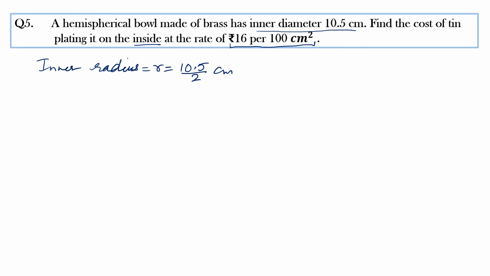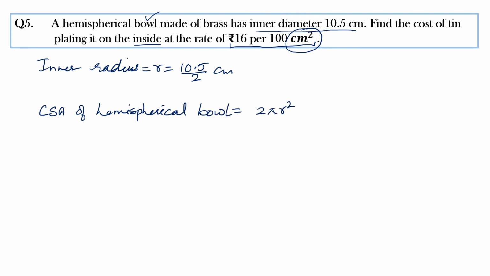Now tin plating बेटा surface area पे ही होगा and moreover centimeter square is a unit of area. It's a hemispherical bowl, so it means only curved surface is visible. So we will find the curved surface area of hemispherical bowl. Curved surface area of hemispherical bowl is 2 pi r square. Right.